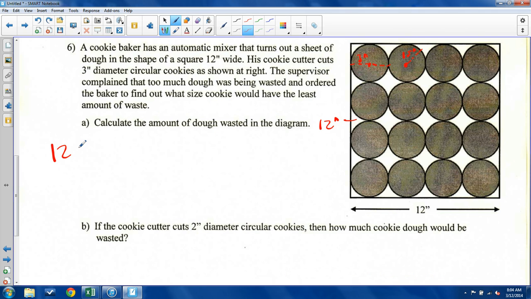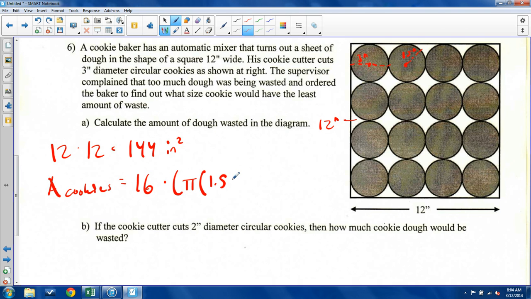It's 12 by 12, which is 144 square inches of cookie dough. We're going to cut out the area of these 16. So let's find the area of one of them and multiply by 16. The area of cookies is 16 cookies times the area of each cookie. Pi times r squared. Your radius is 1.5. So 1.5 squared is 2.25. 16 times 2.25 is 36. So you get 36 pi square inches of cookies.